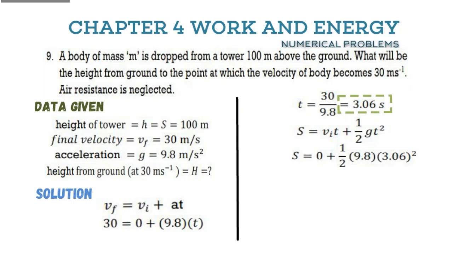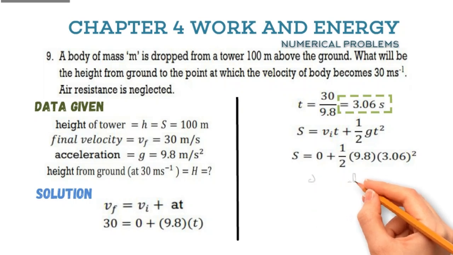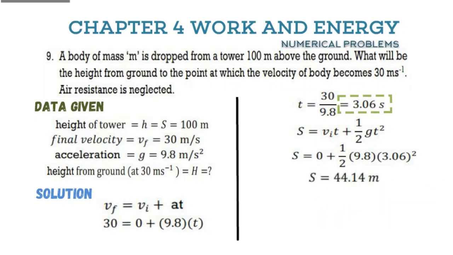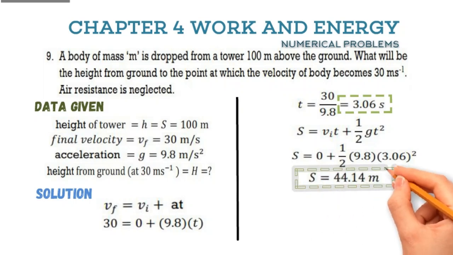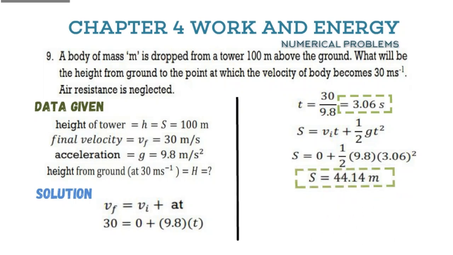Now, substitute the values. The acceleration is 9.8 meters per second squared, and the time is 3.06 seconds. First, square 3.06, which gives approximately 9.36. Multiply this by 9.8 and then divide by 2. The result is approximately 44.14 meters, so the body falls 44.14 meters during this time.